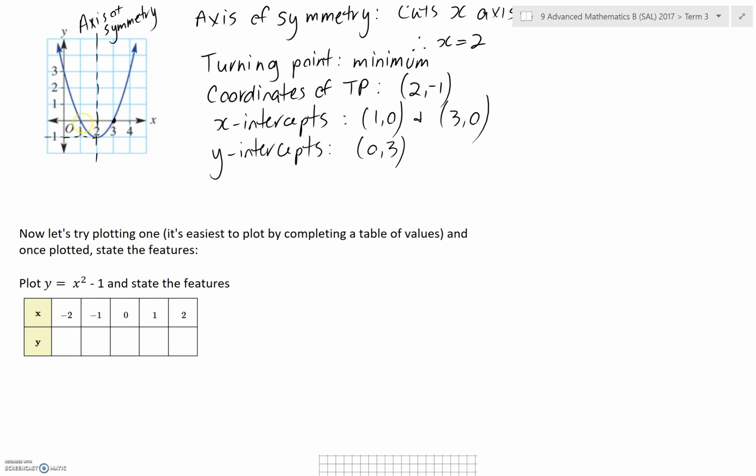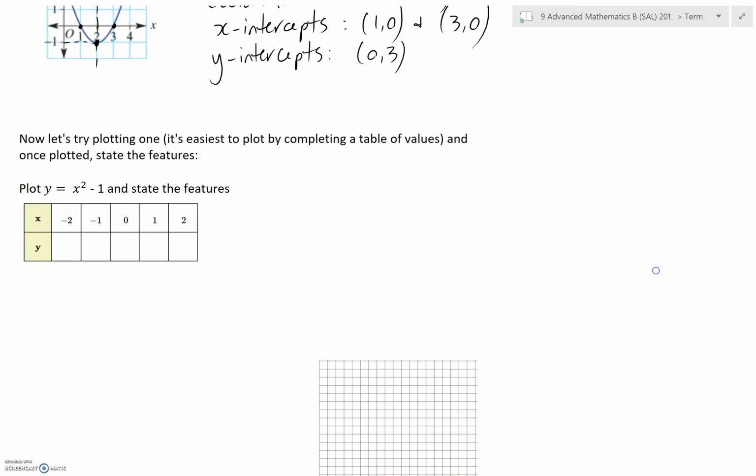So x and all of these points are the ones we're interested in. I've marked them on there and drawn the axis of symmetry. Okay, so let's try plotting one. It's easiest to plot it by completing a table of values because that's going to give you a few points that you'll be able to draw the curve through. So once plotted, we need to state the features. So let's try this now.